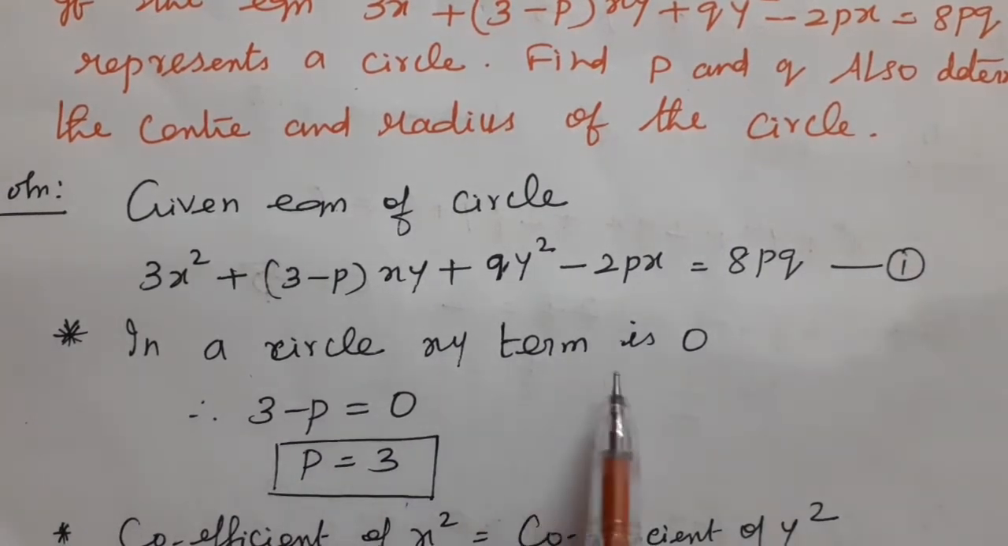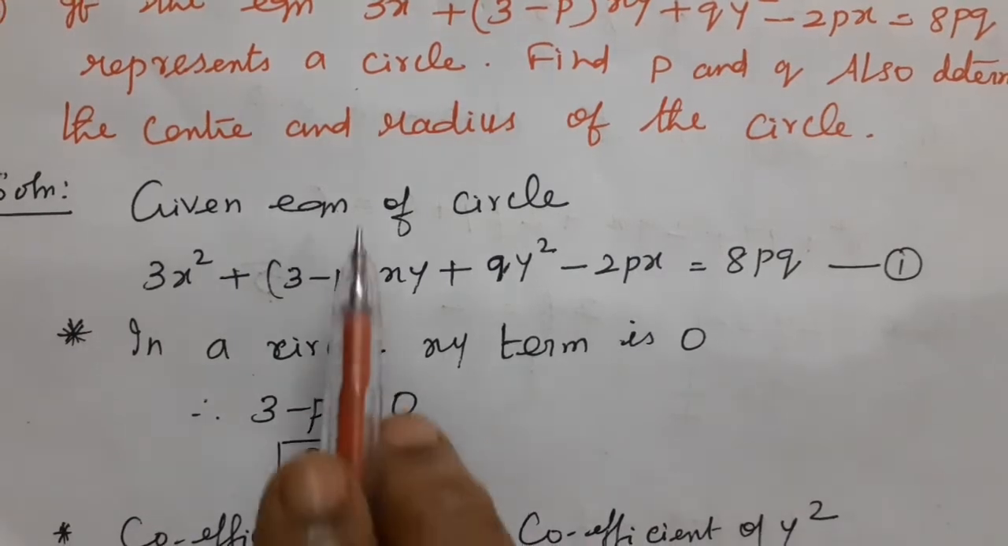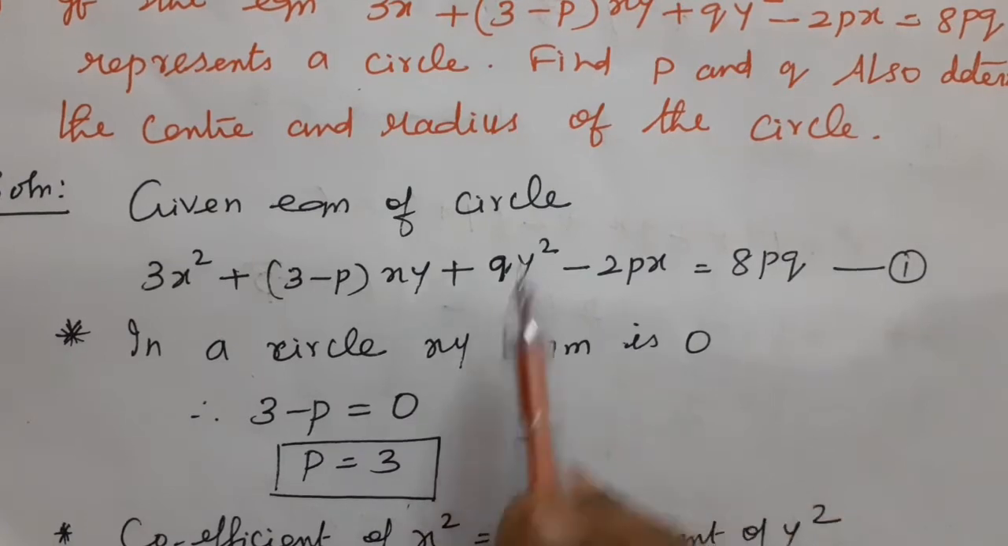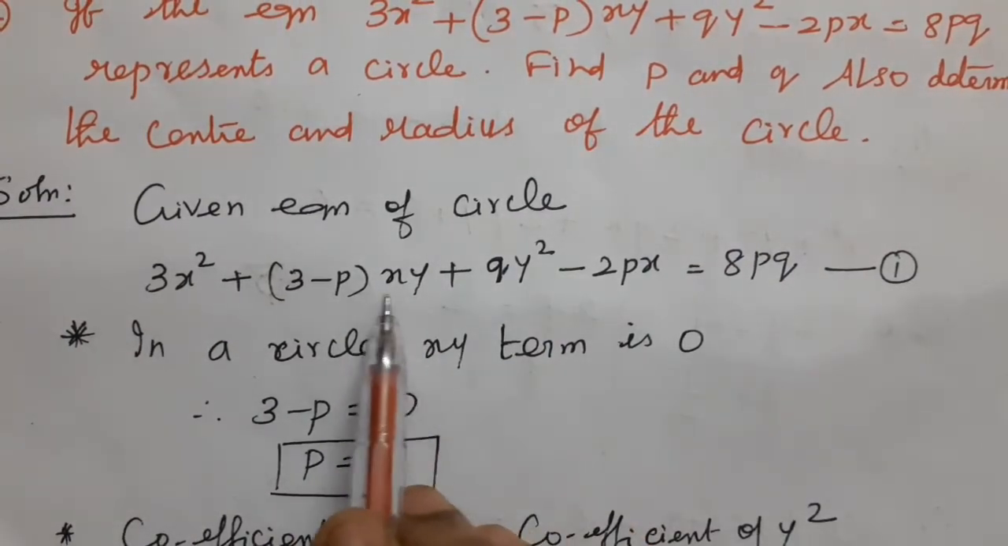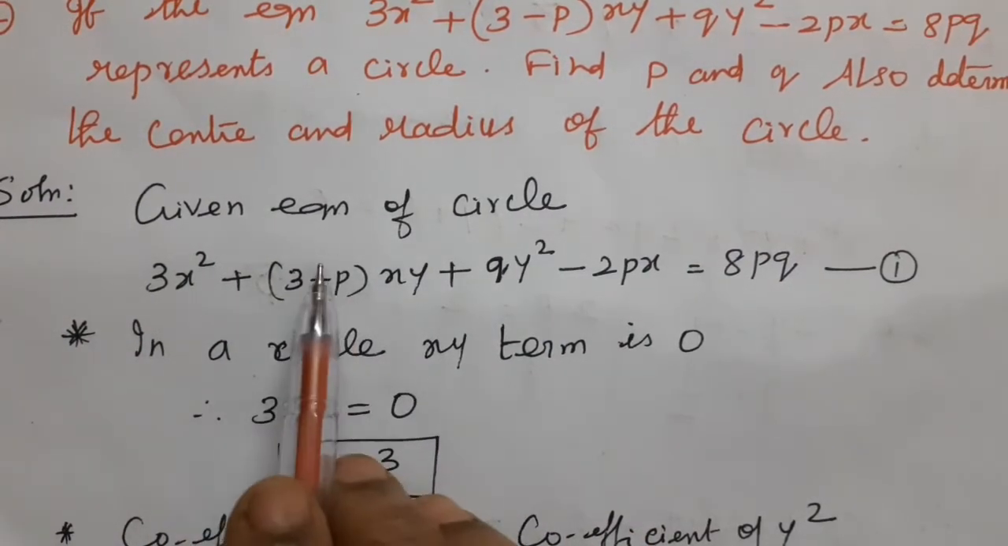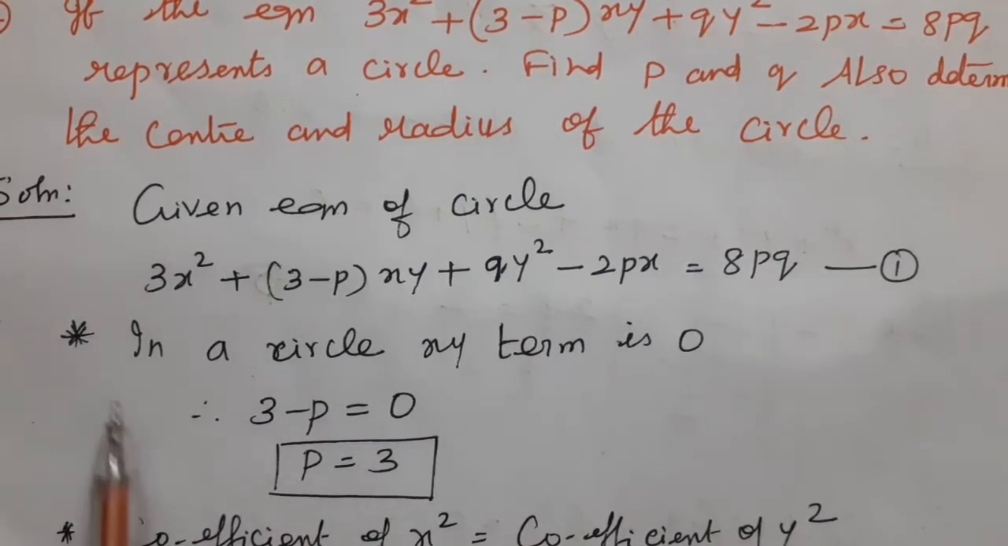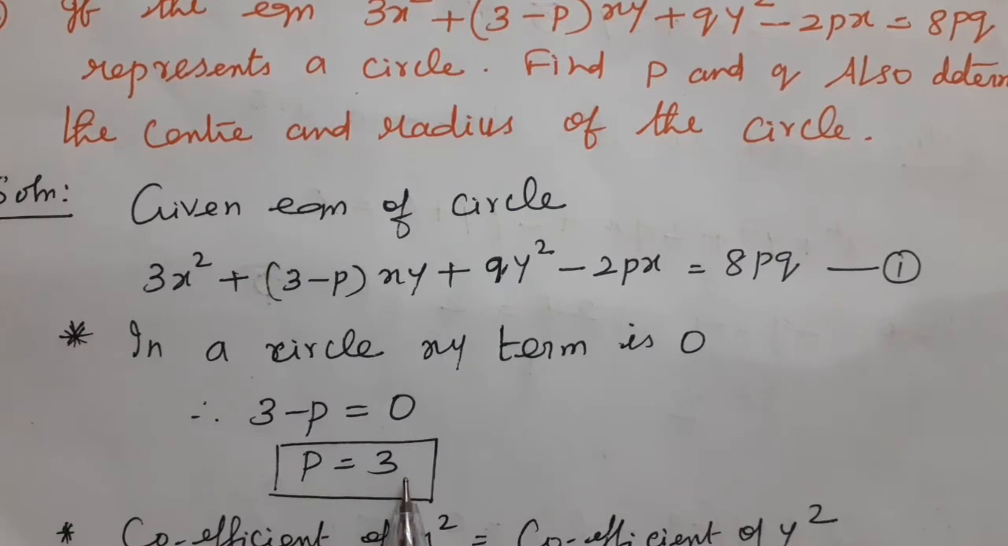What is the first condition? If the equation becomes a circle, the coefficient of the xy term is 0. The coefficient of the xy term is 3 − p. That is, 3 − p = 0, so p = 3. Using the first condition, we find the value of p.